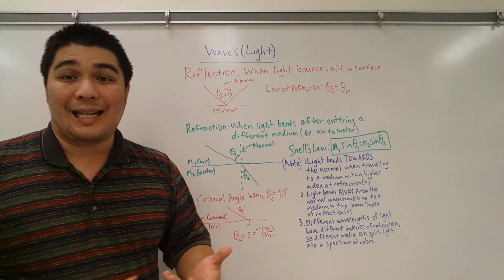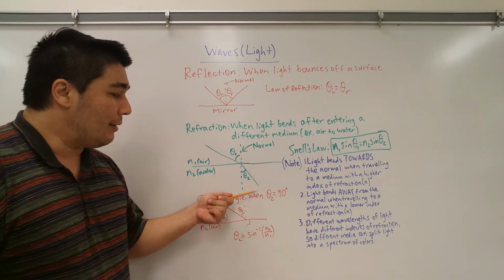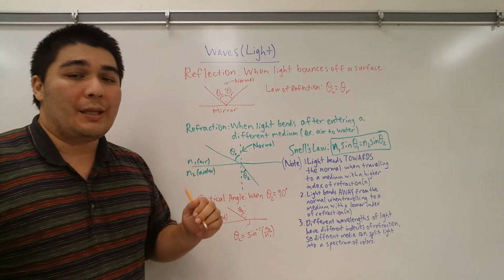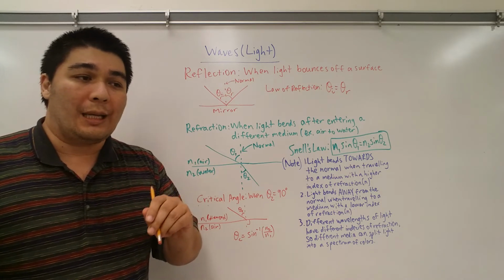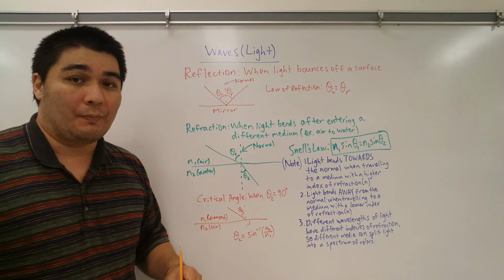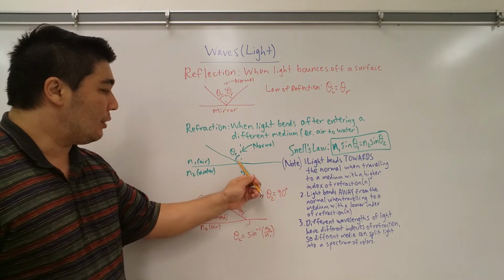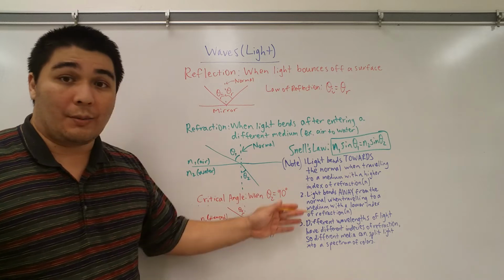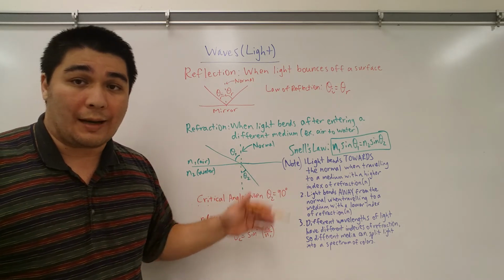And so that would be my second note, that if you're going from a higher index of refraction to a lower index of refraction, it will be the opposite effect. The light will bend away from the normal. Okay, so if you're going from here to here, the angle will increase. Okay, so that's what I wrote over here. And again, if you need to look at that, you can.